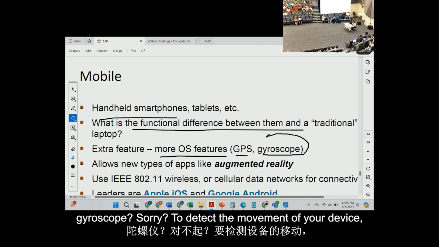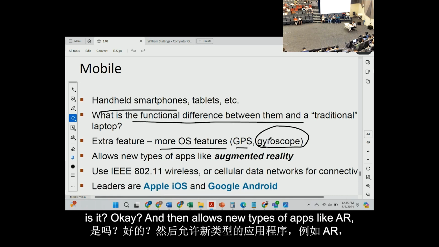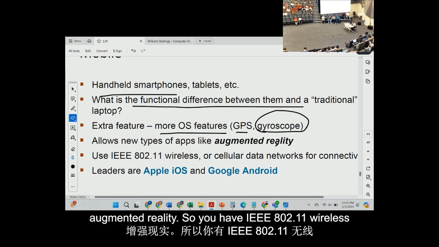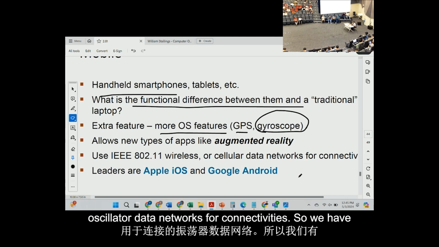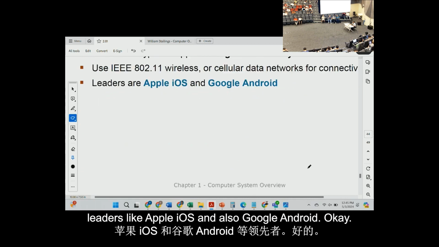So what is the function of the gyroscope? To detect the movement of your device, is it? Okay, and then it allows new types of apps like AR, augmented reality. So you have IEEE 802.11 wireless or cellular data networks for connectivity. So we have leaders like Apple iOS and also Google Android.